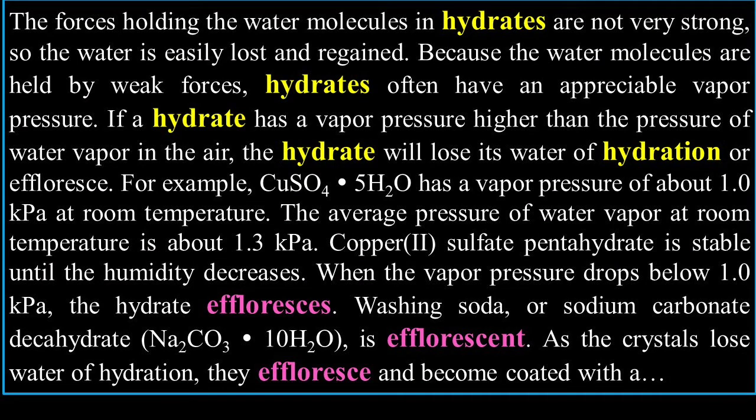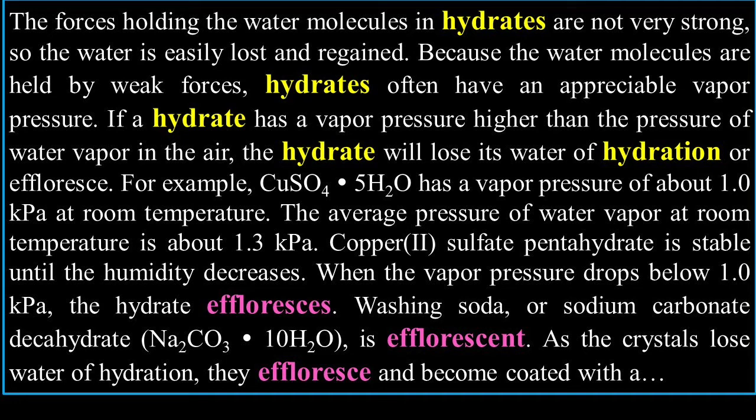The forces holding the water molecules in hydrates are not very strong, so the water is easily lost and regained. Because the water molecules are held by weak forces, hydrates often have an appreciable vapor pressure. If a hydrate has a vapor pressure higher than the pressure of water vapor in the air, the hydrate will lose its water of hydration or effloresce. For example, copper 2 sulfate pentahydrate has a vapor pressure of about 1 kPa at room temperature.